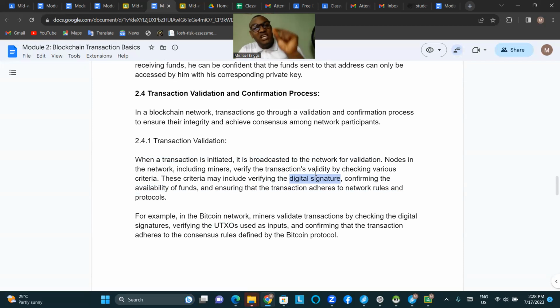Even changing a small letter c to a capital letter C can nullify and make you send that transaction to a completely different address. Okay, so in order for a transaction to be validated on the blockchain, it checks for the digital signature, it confirms the availability of funds, and ensures that the transaction adheres to network rules and protocols.